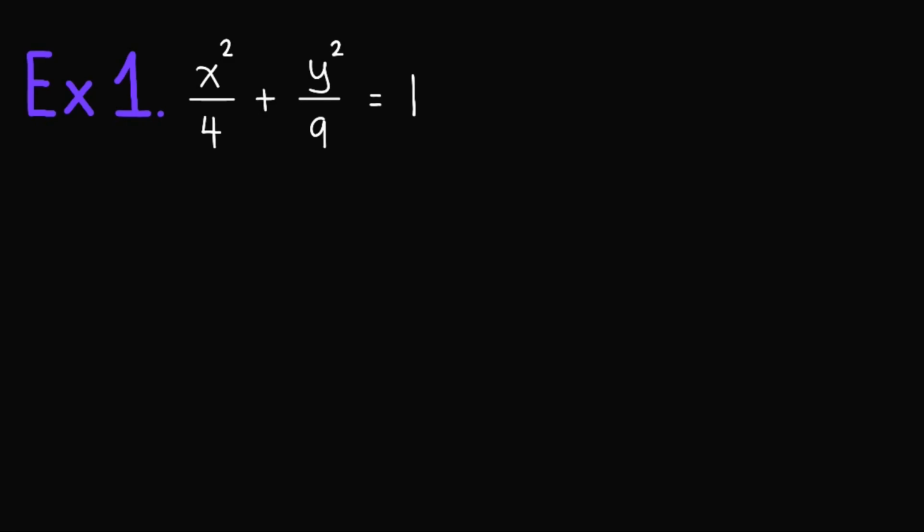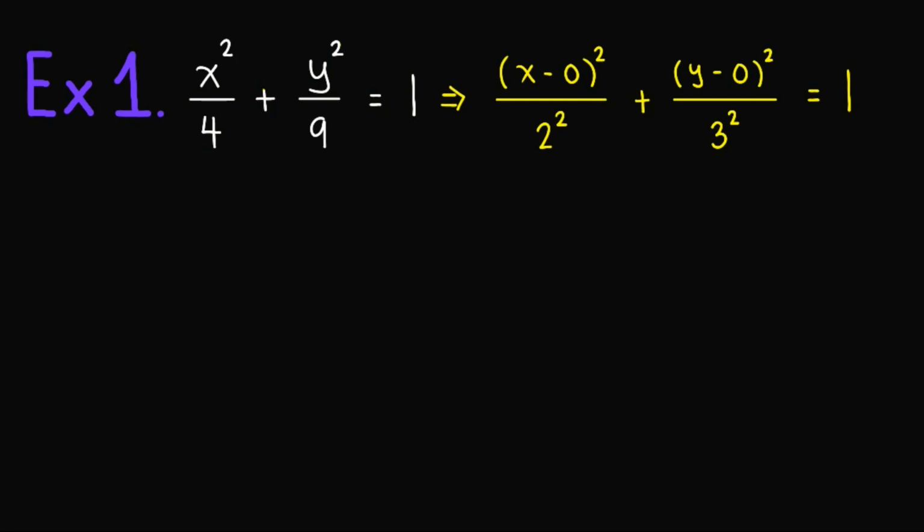To solve this, we first take note that we can express this equation as (x minus 0) squared over 2 squared plus (y minus 0) squared over 3 squared equals 1. We did this since from this form, we can now easily obtain its parts. Starting with the center, it is just given by these two out here. This one represents the x coordinate, while this one represents the y coordinate. So we'll have the point (0, 0) for its center.